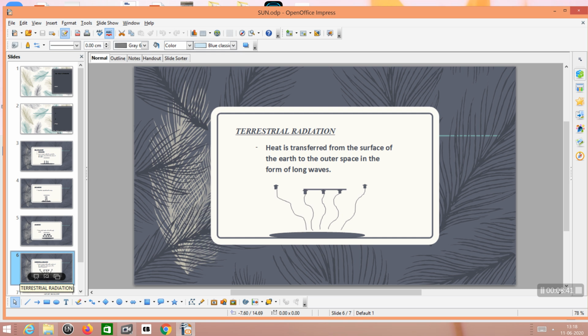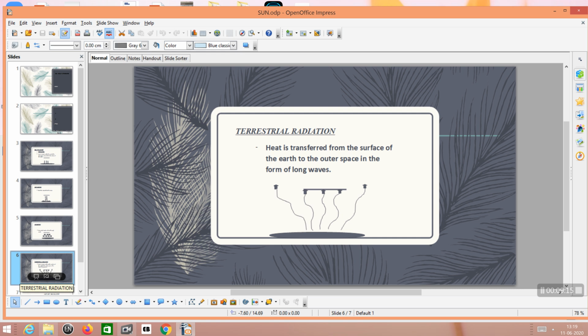You already studied about insolation. Insolation is in the form of short waves, but terrestrial radiation is in the form of long waves. Now, we studied all the four processes of heat transfer in the atmosphere. I will repeat it once again: conduction, convection, advection and terrestrial radiation.